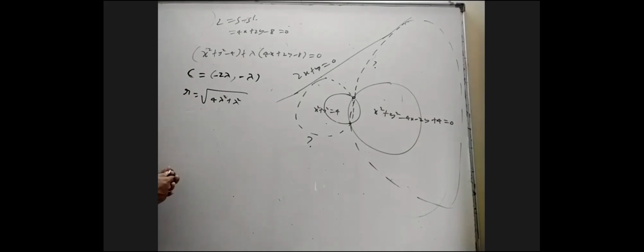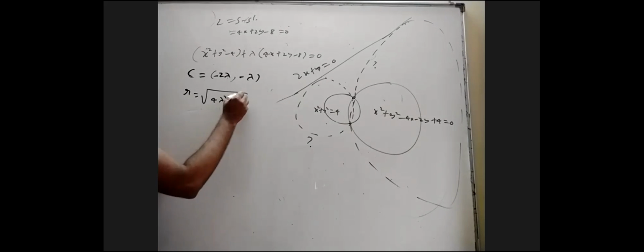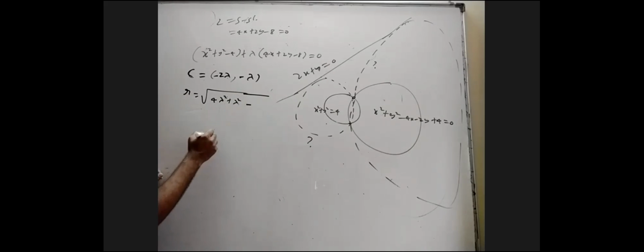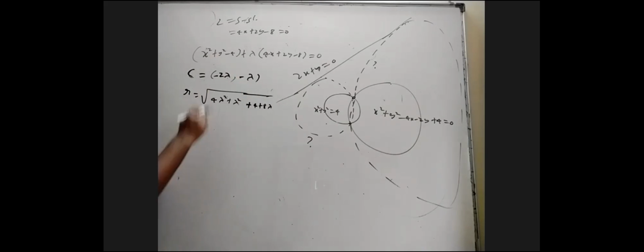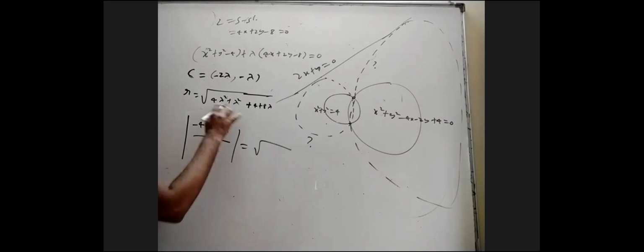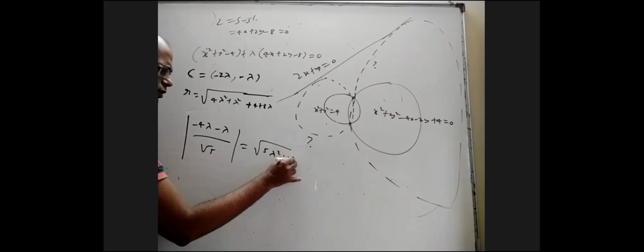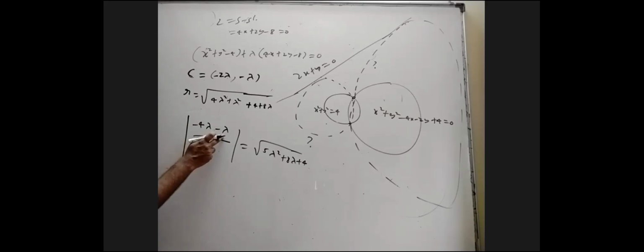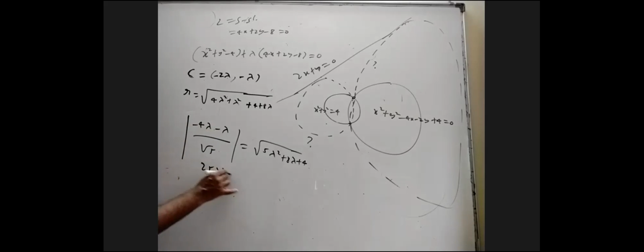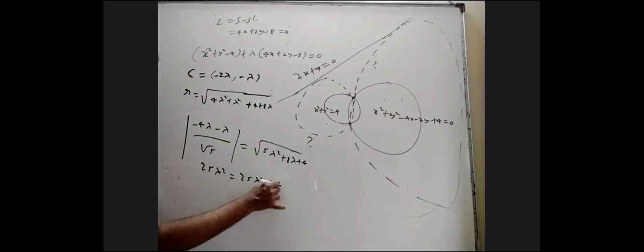Root over 4 lambda square plus lambda square minus the constant, which is plus 4 plus 8 lambda. From here, what is the distance to this line? Mod of minus 4 lambda minus lambda, by root 5, is equal to the radius, root of 5 lambda square plus 8 lambda plus 4. Bring this 5 here and square it. So 25 lambda square here also, 25 lambda square plus 40 lambda plus 20. So we are not getting two equations.